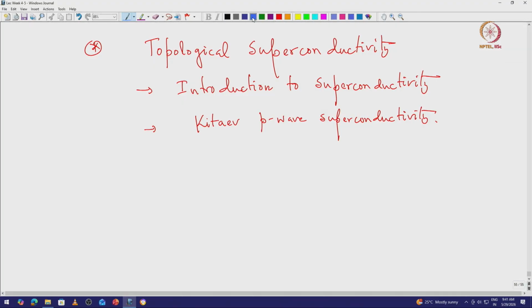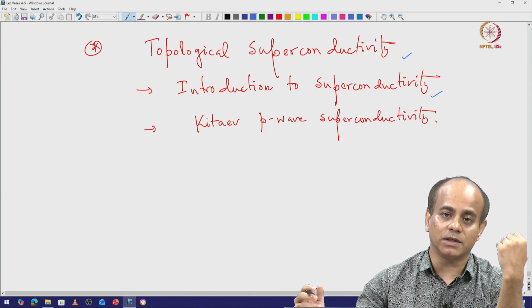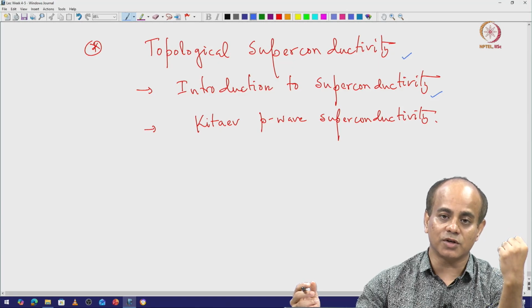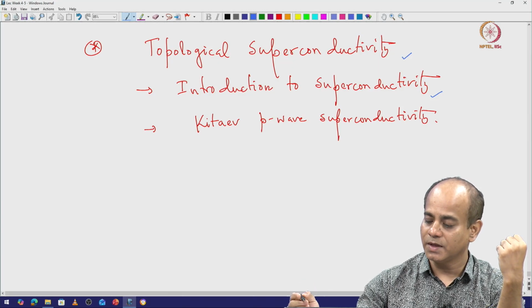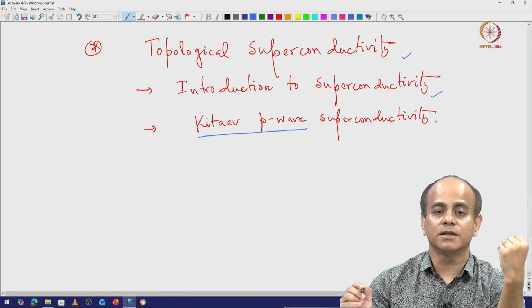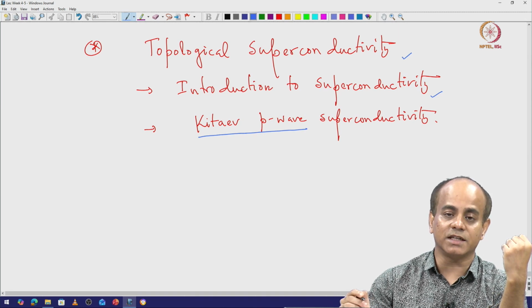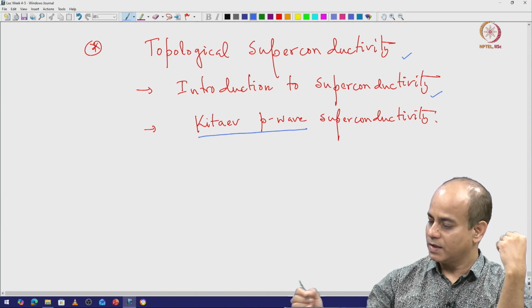So, topological superconductivity, before I introduce, I want to tell you a bit about the mean field Hamiltonian of superconductivity, not an exhaustive introduction to superconductivity, but the relevant part of the Hamiltonian and how to construct the Hamiltonian of superconductivity. And then we will talk about this famous model for a topological superconductivity called Kitaev-type p-wave superconductivity.